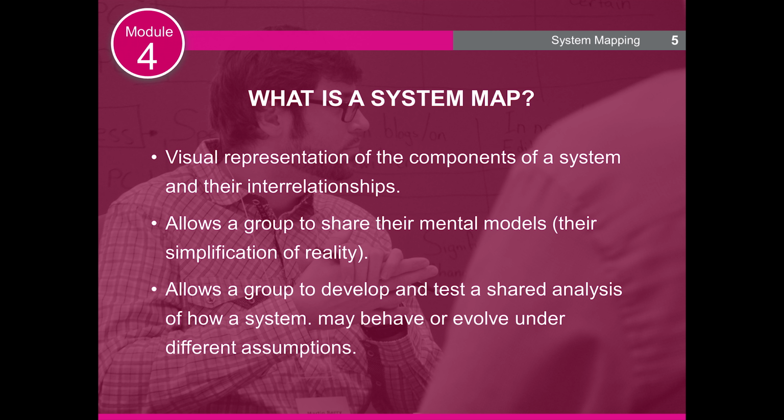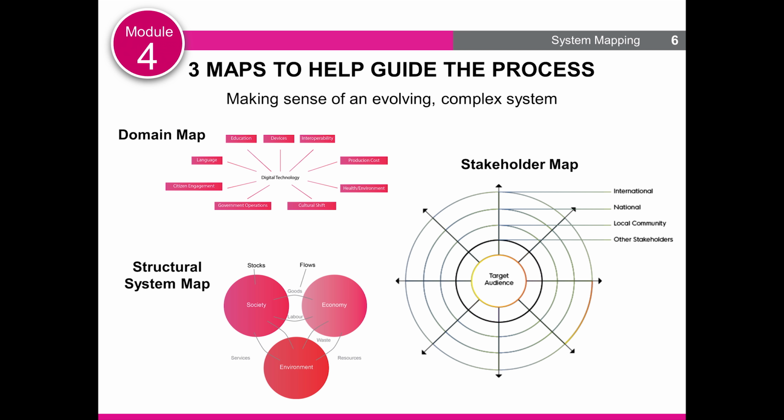A system of systems. Horizons uses system maps in the FORESIGHT process to allow many different participants to share their mental models, create a simplification of reality to scope areas of importance, understand the system under study, and develop and test a shared analysis of how a system may behave or evolve under different assumptions. The parts, also referred to as nodes, elements, or components of a system, can be structures, processes, or functions, depending on the type and intention of the system map. We use 3 maps to help make sense of the system under study.